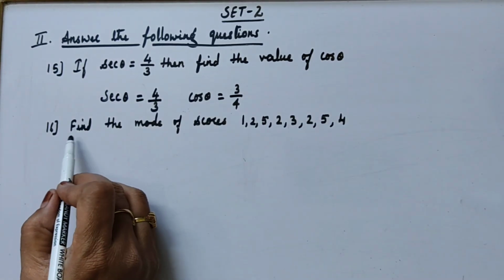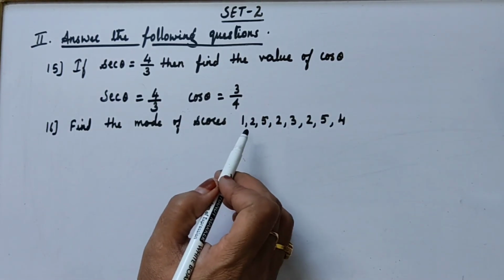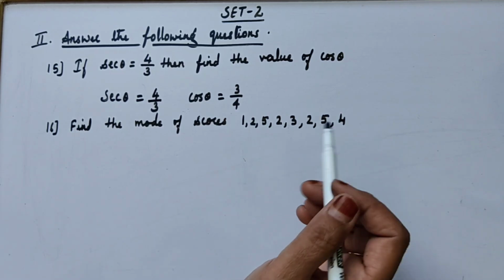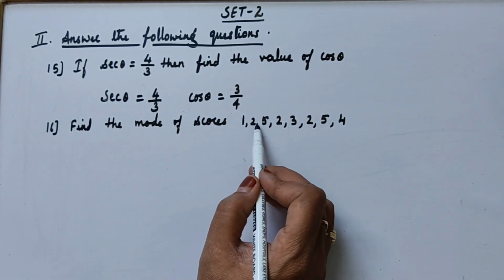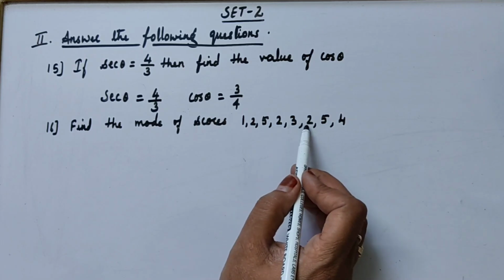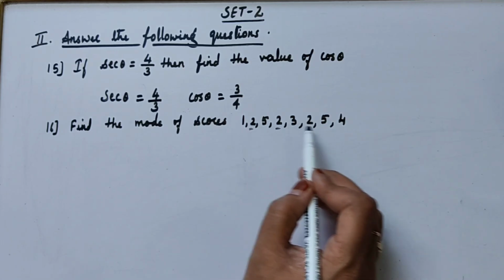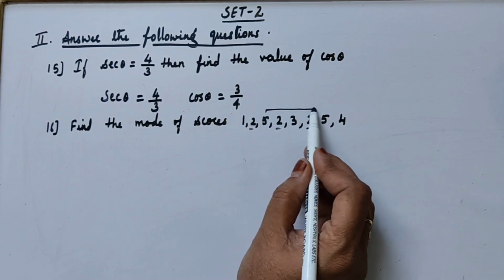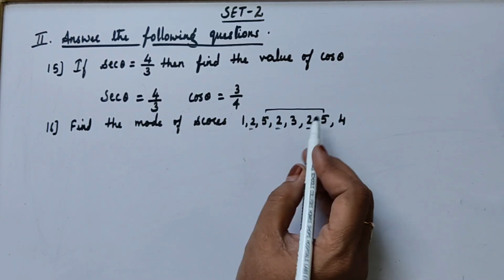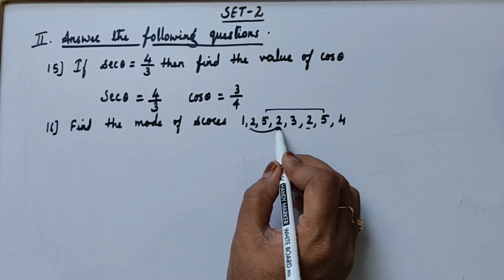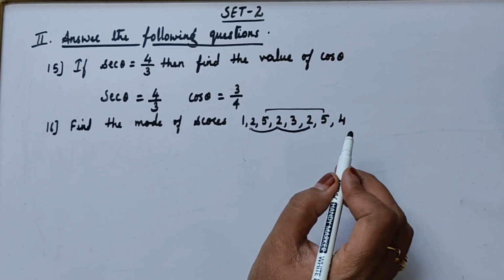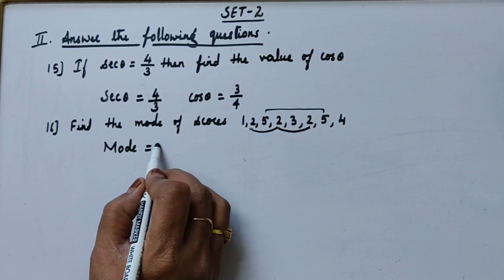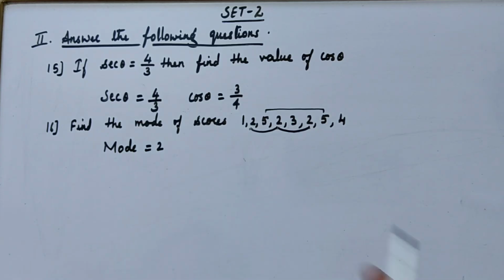Here, 16th question, find the mode of the scores. So these are the scores given, most frequently occurring. You can see 1, 2, 5, 2, 3, 2. That means 2 is occurring 3 times. Okay. 5 is occurring 2 times. Let us not take 5. So 2 is occurring 3 times, students. So we say that mode equals to 2. I hope this is clear.